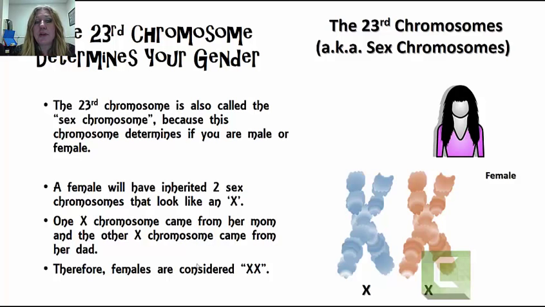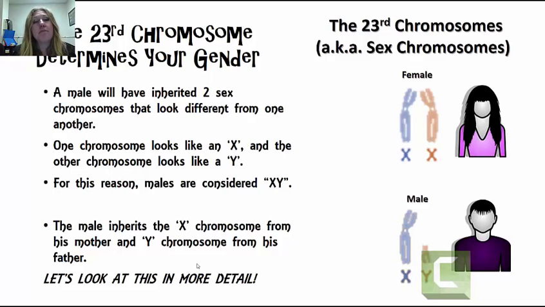Now, the 23rd chromosome is also known as your sex chromosome because this is the chromosome that determines whether you are genetically male or genetically female. In order to be female, a female will have had to inherit 2 sex chromosomes that look like the letter X, as we see here. So that means a woman has to inherit an X from mom and an X from dad for that 23rd chromosome. Therefore, we say that females are XX.